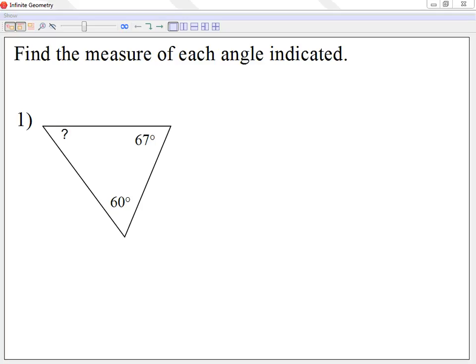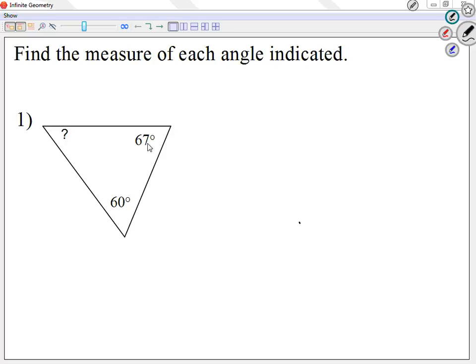So looking at our test tomorrow, let's review for today. One thing that we covered in this unit was that the three angles of a triangle add up to 180. So if I'm looking at question number one, I'm given two angles and I'm asked to find the third one, and I know they add up to 180.